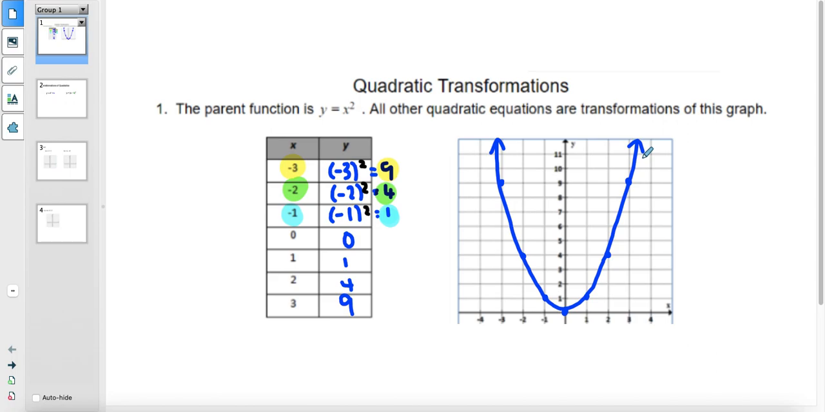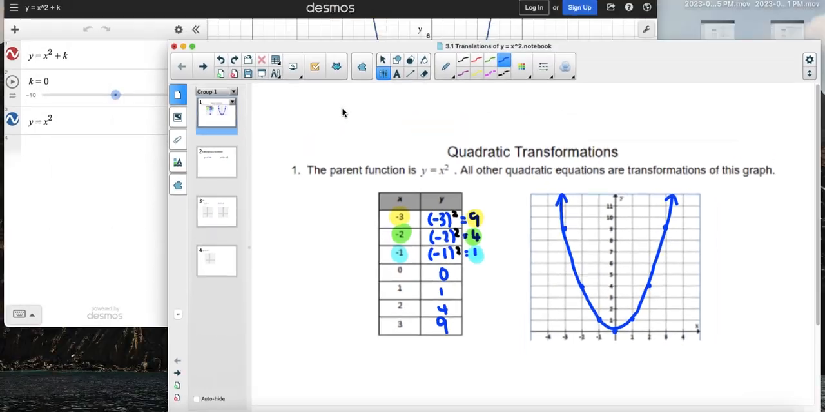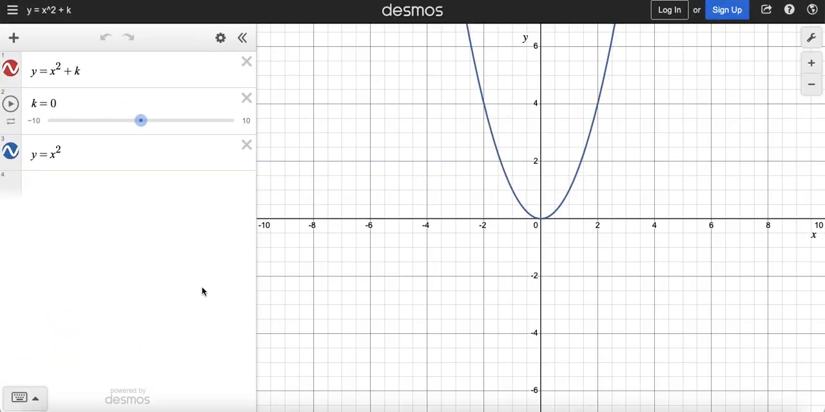Now, the reason I wanted to look at the graph of y is equal to x squared is that's going to help us when we take a look at transformations of this graph. Like, what's going to happen if I add or subtract different values to this function? How will that affect my graph? That's what we're going to be taking a look at in this video. And to help me introduce this, I want to open up Desmos here and see what that looks like.